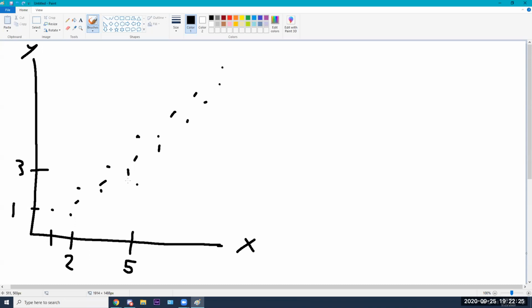And so this would be the x and y. And so when we're finding a line of best fit, right?